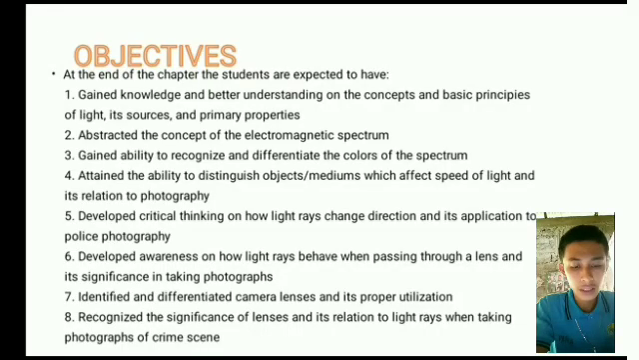Identify and differentiate camera lenses and their proper utilization. Recognize the significance of the lens and its relation to light rays when taking photographs of a crime scene.